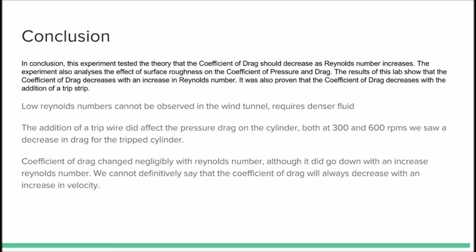Low Reynolds number cannot be observed in the wind tunnel because the fan causes too much disturbance and it would require a denser fluid. The addition of a trip wire did affect the pressure drag on the cylinder, both at 300 and 600 RPM. We saw a decrease in drag for the tripped cylinder. Although a change in coefficient of drag was seen with a decrease in Reynolds number, the difference was not significant enough to produce a trend.